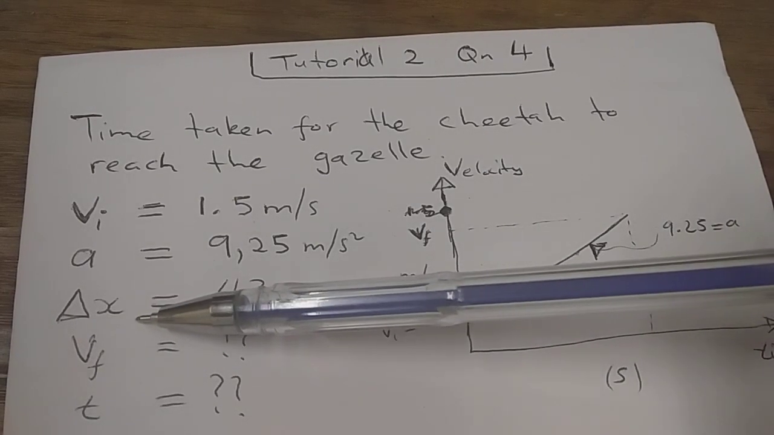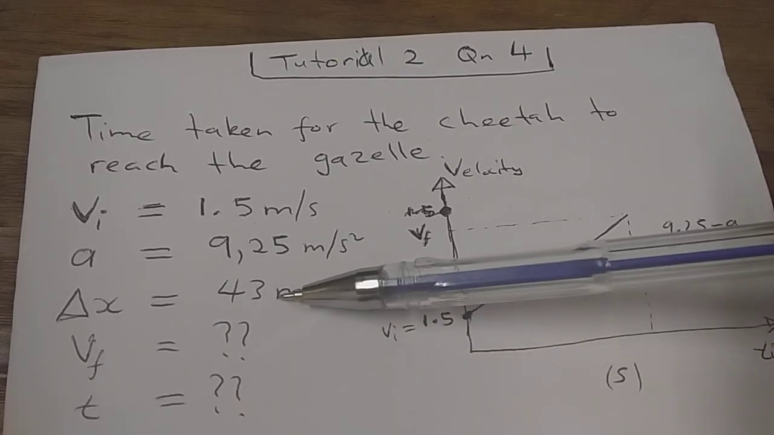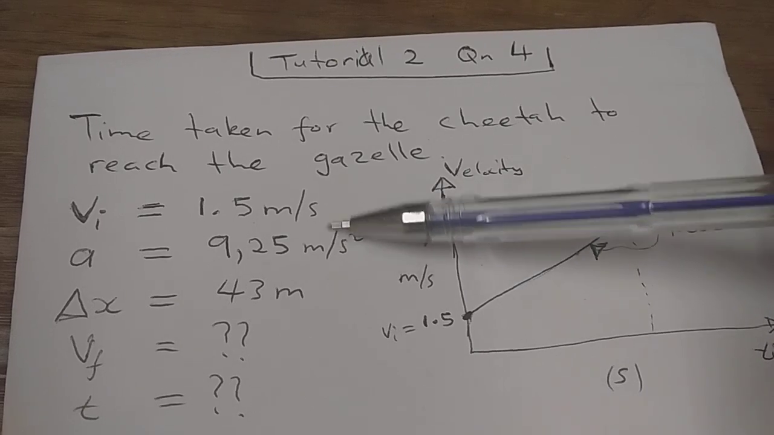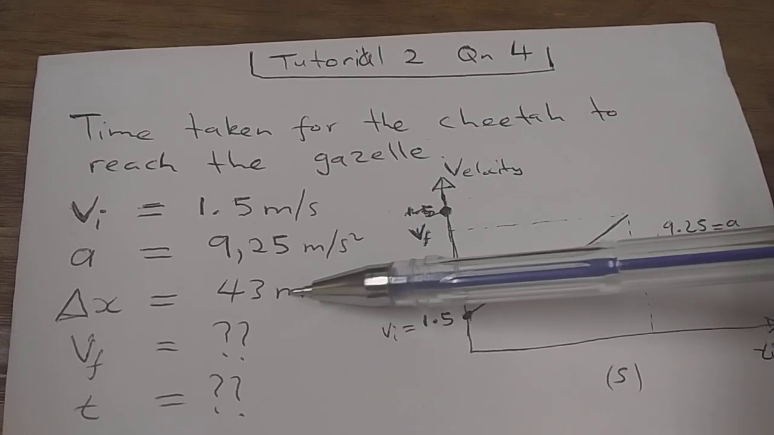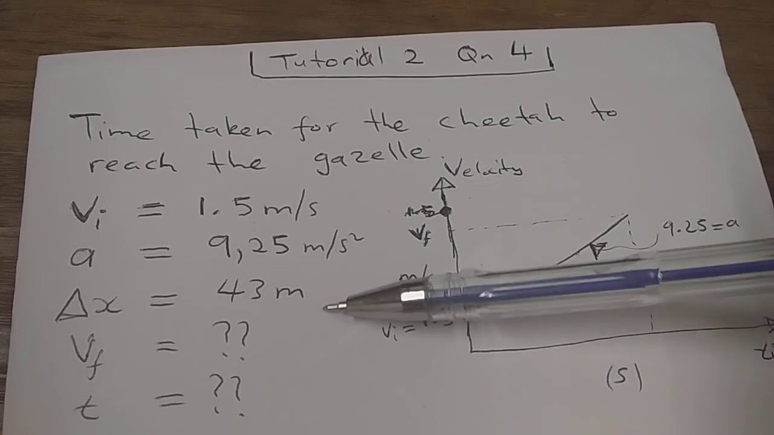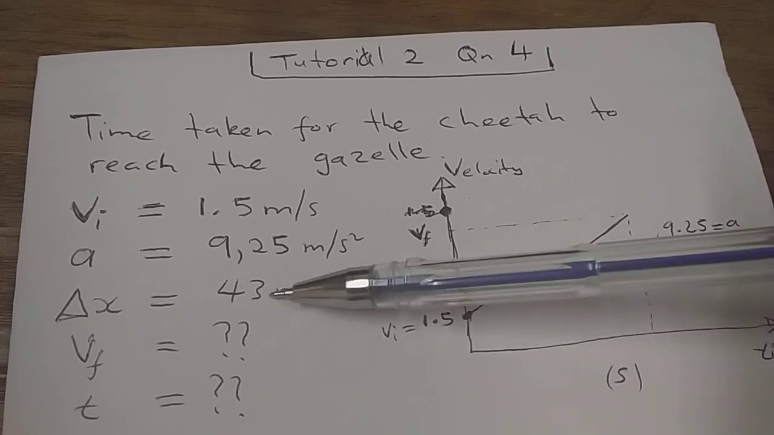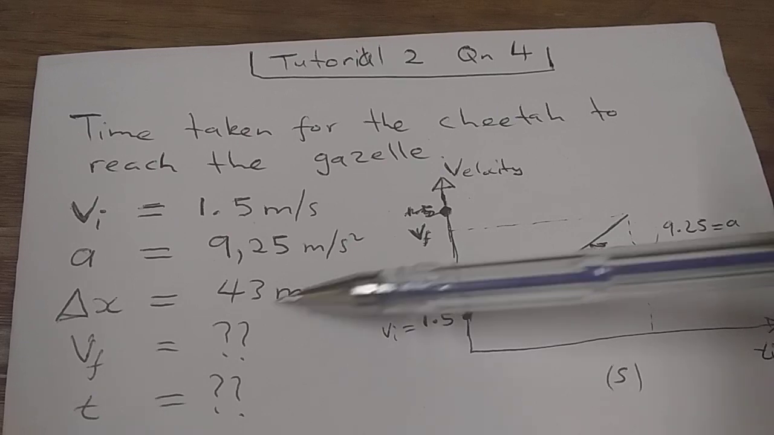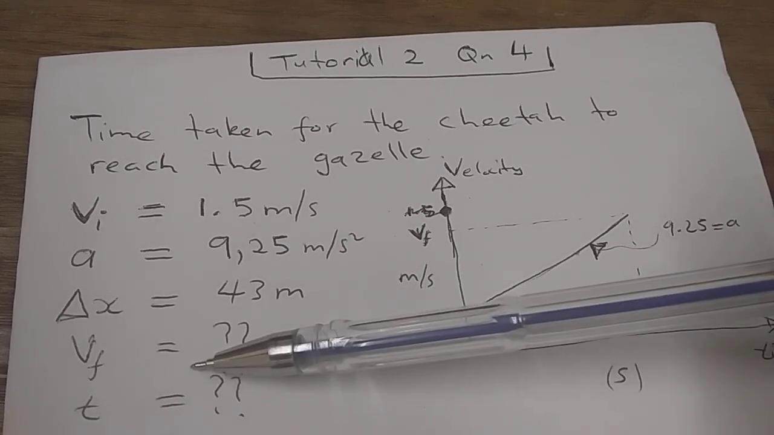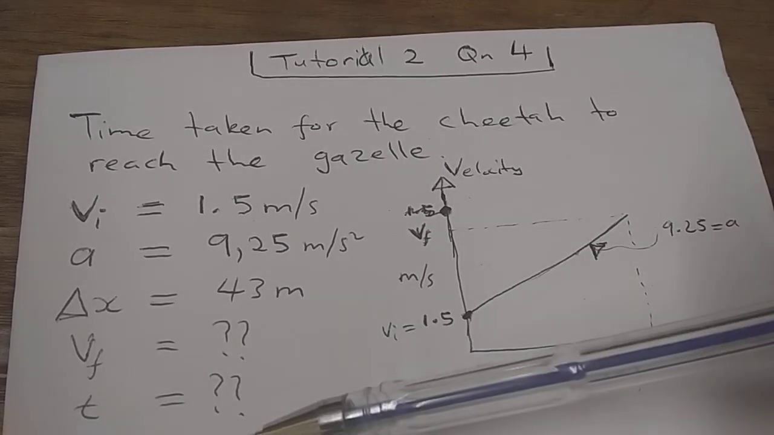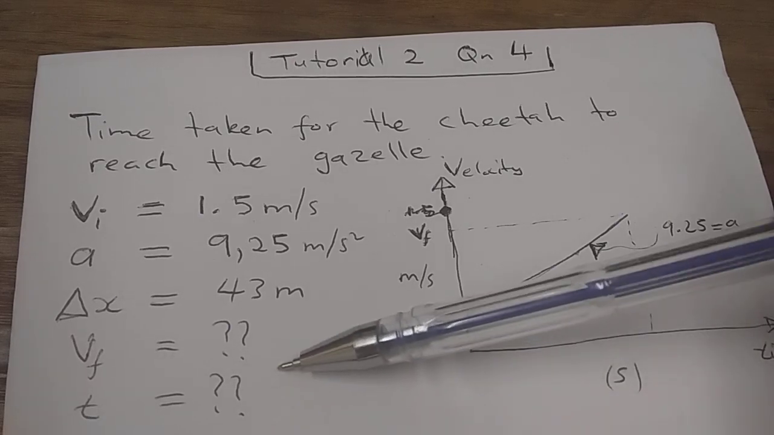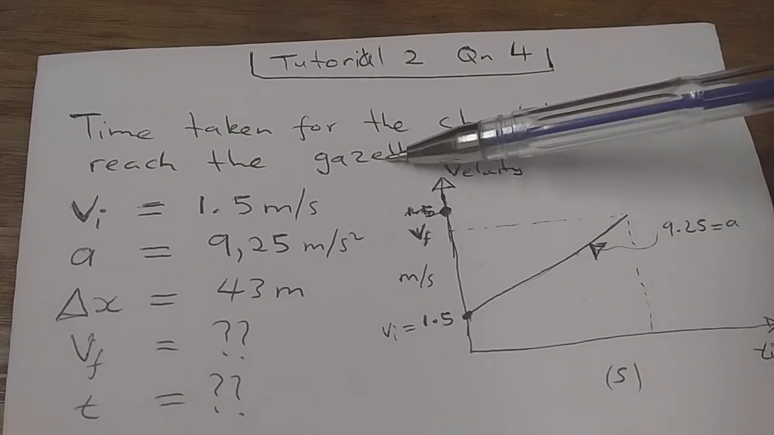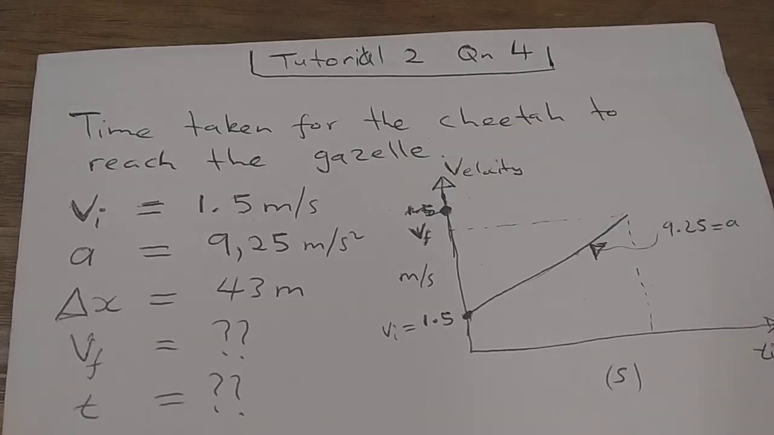The change in x, which means the distance of the gazelle from the cheetah from the time when it started to run, is 43 meters. So that is our change in x. And remember, this is motion in a straight line. So what do we know? The final velocity, we don't know. The time, that is what we are required to find: for how long will it take the cheetah to reach the gazelle?